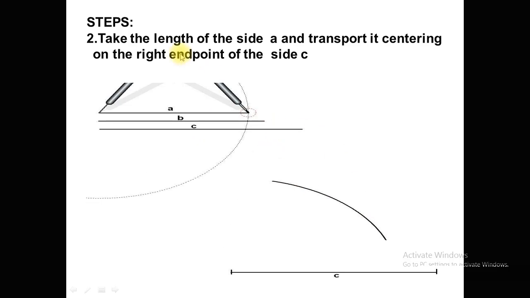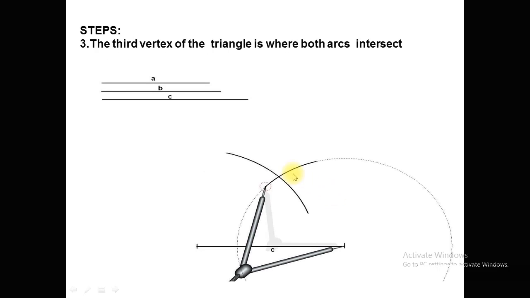Now take the length of side A and transport it centering on the right end point of the side C. It means that open the compass about the length of the side A and put the compass at this point of side C and draw another arc you see over here.